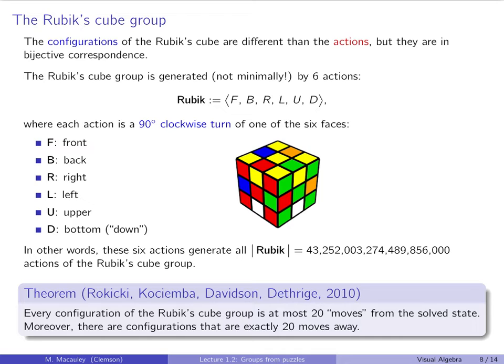So moreover, they actually found configurations that are exactly 20 moves away. And I should emphasize that for a move here, they're not just using this generating set, but they are also using the generating set that a cuber would use, where you are allowed to do these inverses, and you're also allowed to do 180-degree twists.